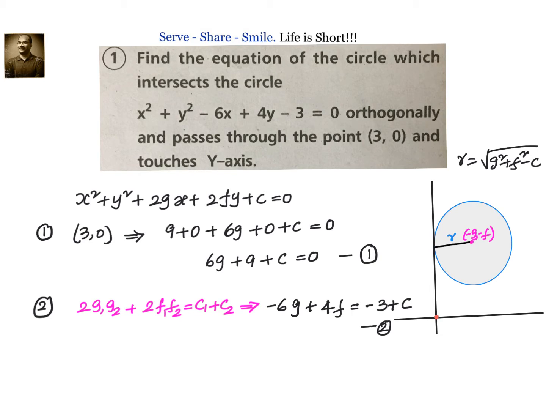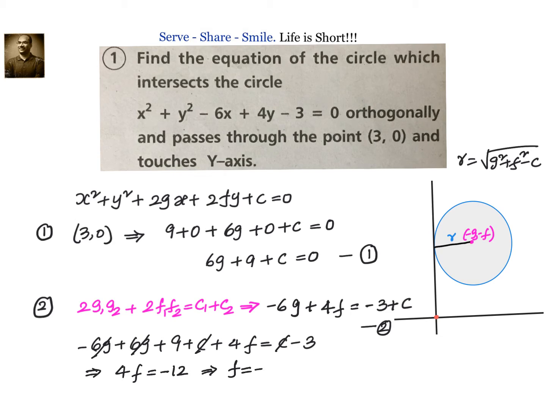Let's club both of them and see what happens. We will have minus 6g plus 6g plus 9 plus c plus 4f equals to c minus 3. Now we can cancel minus 6g plus 6g. We can cancel c and c directly. We will get 4f equals to minus 12. That means f equals to minus 3.